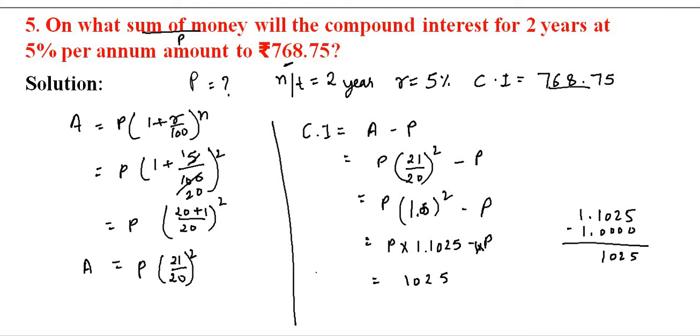How much is our CI? It is 768.75. Okay, and here P is also there. Bring this number downside. So it will be 768.75 upon 0.1025, and this side is P. Now we will do the calculation and then we will come to know the value of P.